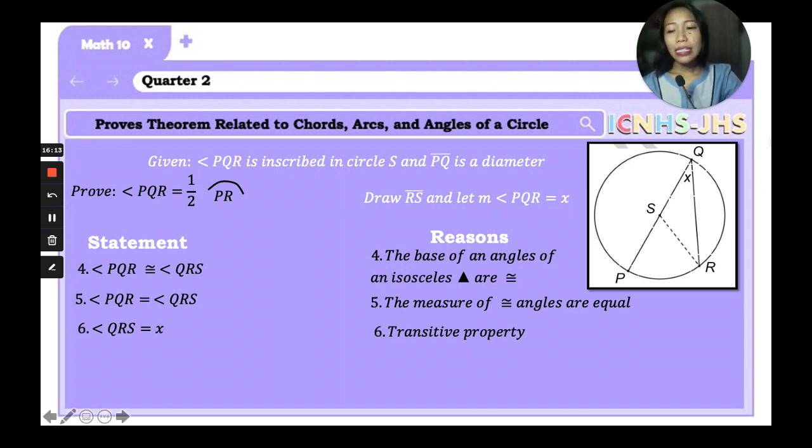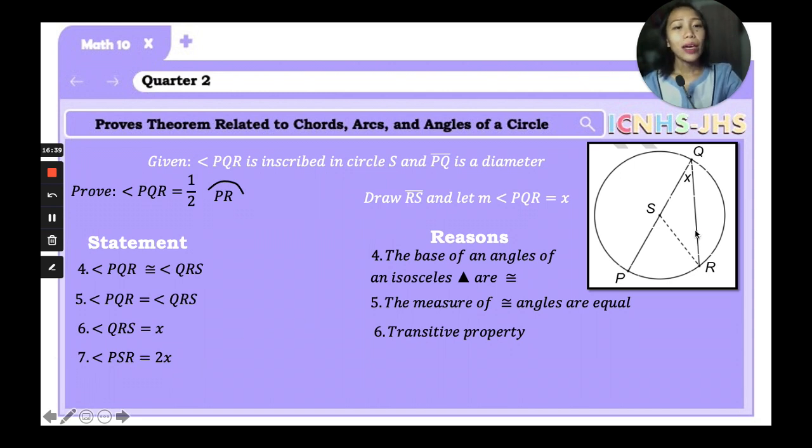And we can say also that our QRS has also the same measure, x, because it follows from the statement that these two angles have the same measurements. Okay, next will be our angle PSR will be 2x.